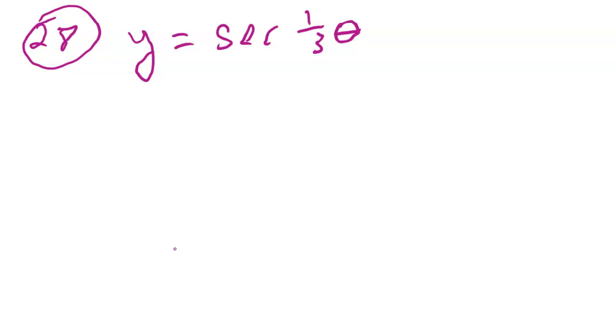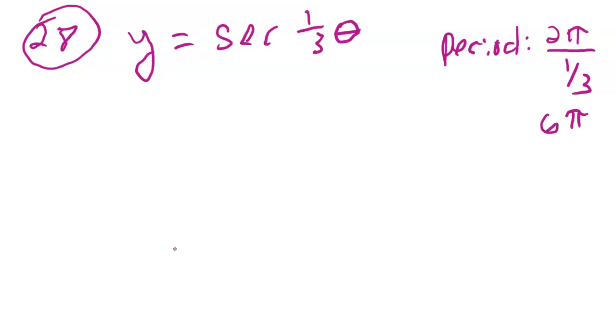They're not crazy hard. On this one, the period of secant is 2 pi. So we're compressing by 1/3. So we have 2 pi over 1/3. So our period is 6 pi, if that makes sense. I draw my graph here.